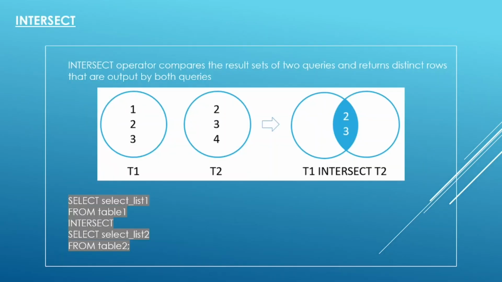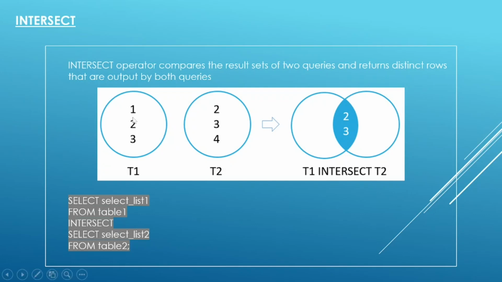Today we are going to learn about the intersect operator. What the intersect operator does is compare the result sets of two queries and return the distinct rows that are output by both queries. The most important thing is that it returns distinct rows after deduplicating the data. Next, it also returns null if matched.